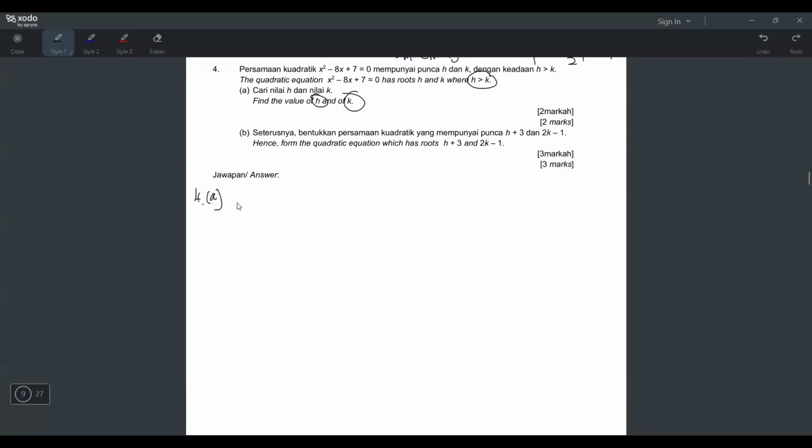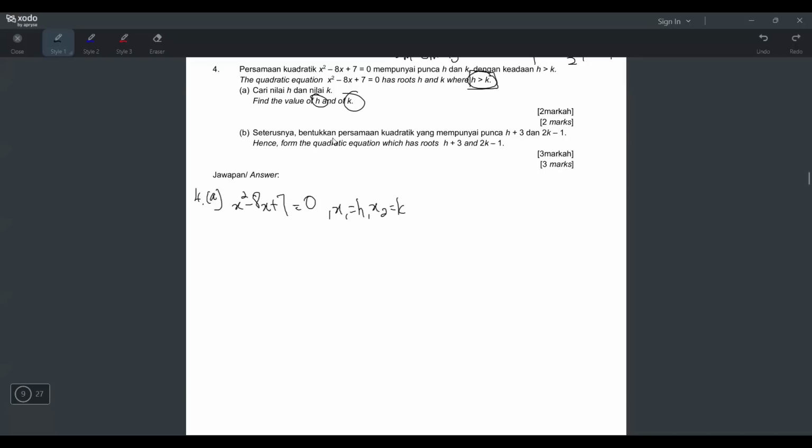Okay, so let's write down the equation first. x squared minus 8x plus 7 equals 0. This is already in general form, so that's good. But then it says has roots h and k. It means that x1 is h and x2 is k. The roots, or you can say the solution. Roots means the x answer, the solution for x. But they say h is bigger than k.